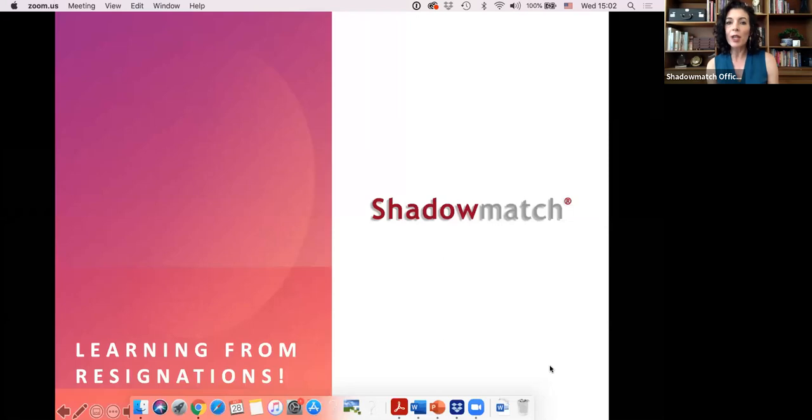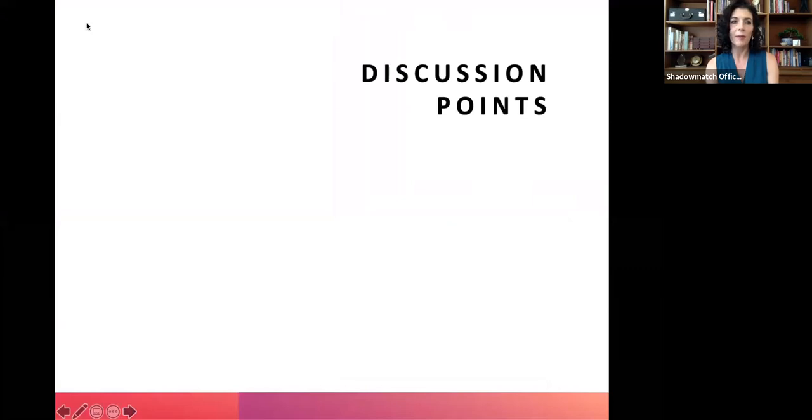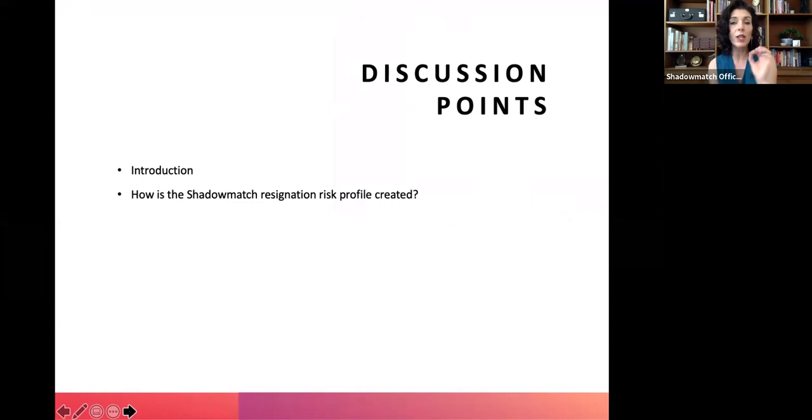Great, ladies and gentlemen, learning from resignations. The discussion points this afternoon: I'll do a short introduction. Then, how is the Shadowmatch resignation risk profile created? In the old terms, we referred to the resignation benchmark. We now refer to the resignation risk profile, so that will be the terminology that we will use throughout the discussion this afternoon.